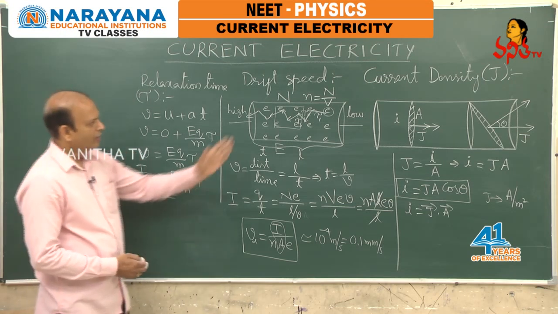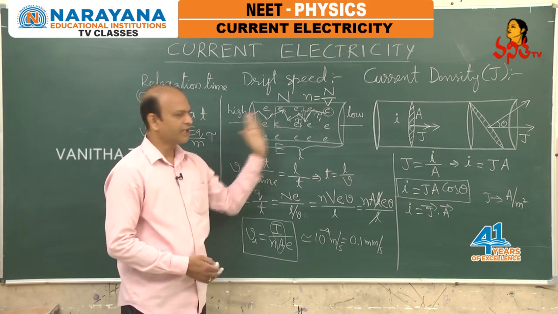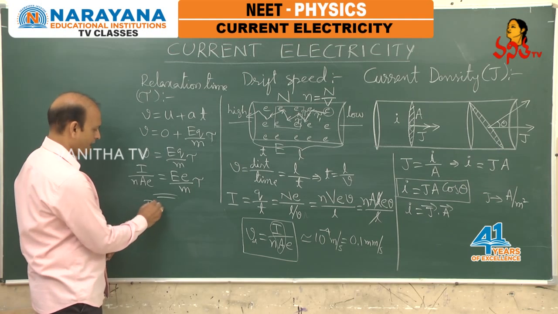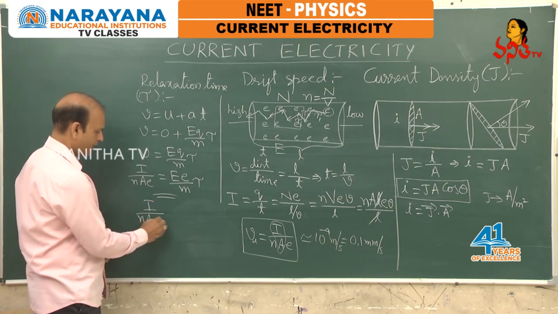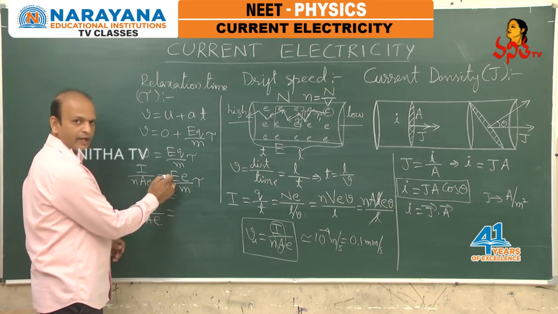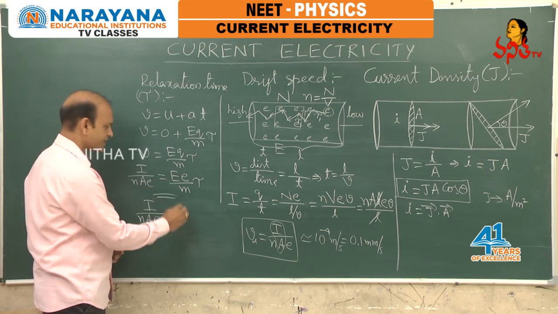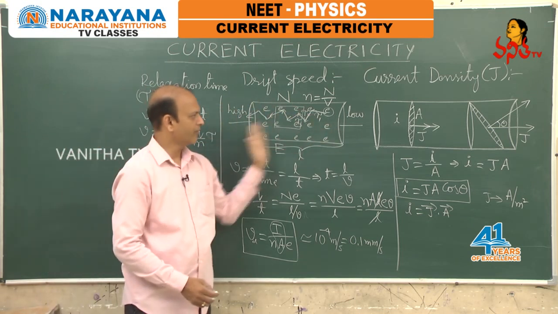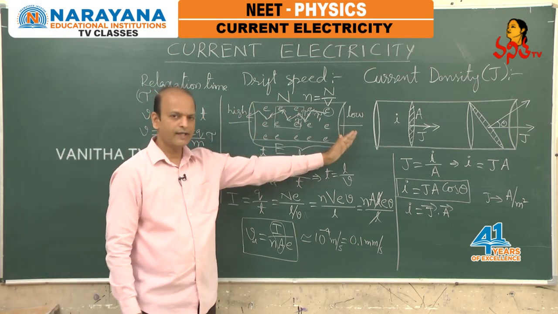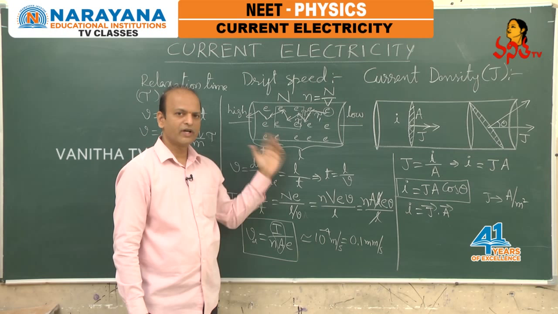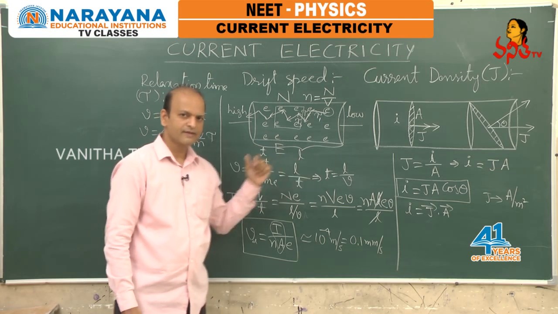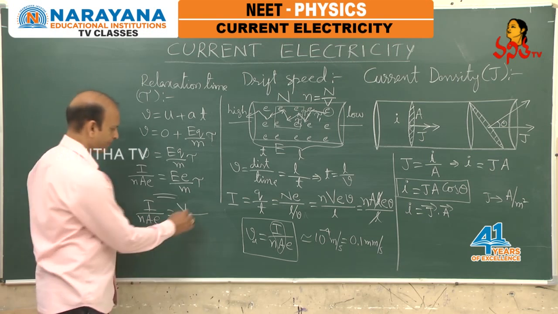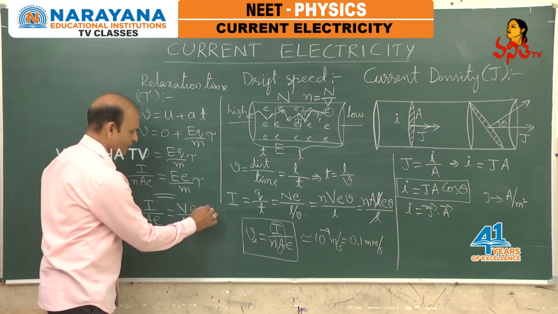Suppose from one end to the other end the potential difference applied is V, then I by nAe is equal to E, the electric field, which in terms of potential difference is V by L, because the potential difference is between these 2 points with a gap of L distance. Therefore, E can be written as potential difference by length, into e by m into τ.